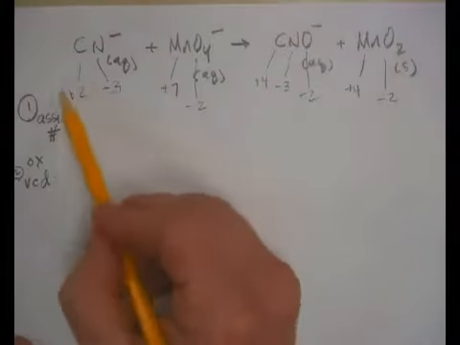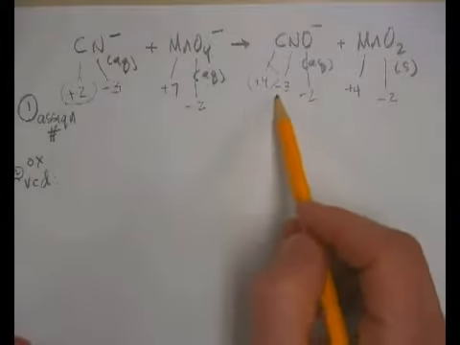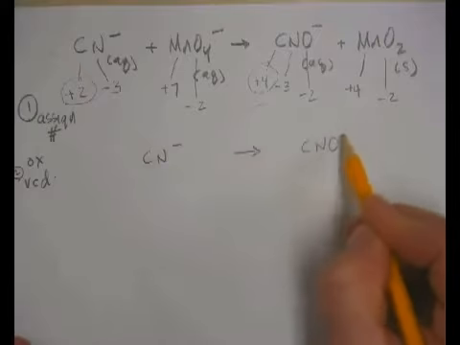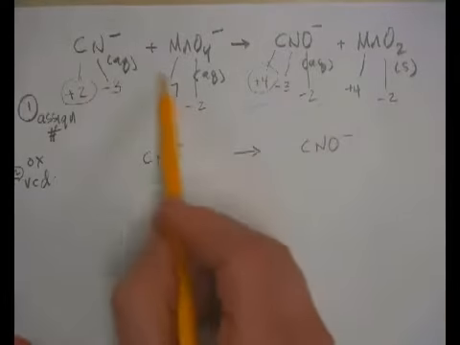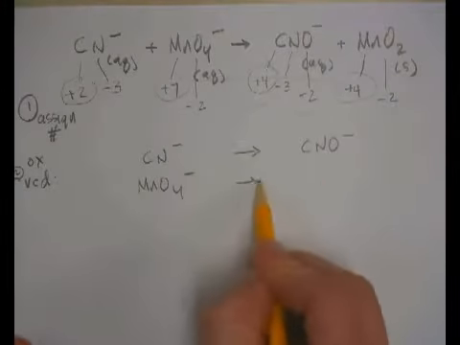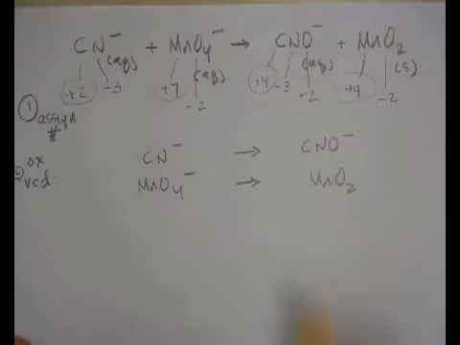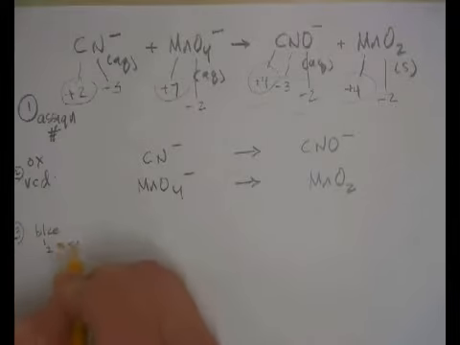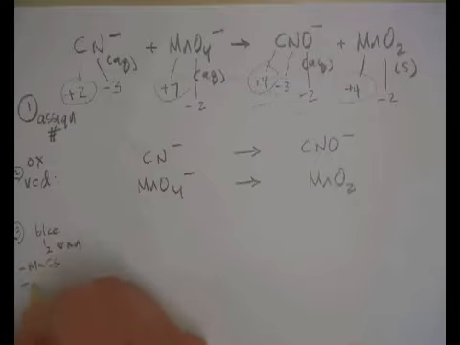So carbon goes from +2 to +4, so it's oxidized. So CN minus, leave lots of space, goes to CNO minus. And then manganese goes from +7 to +4, so it's reduced. So MnO4 minus goes to MnO2, and the manganese itself is reduced. Okay? So take your moment right now and pause again and go ahead and balance these half reactions, balance them for mass, and balance them for charge.